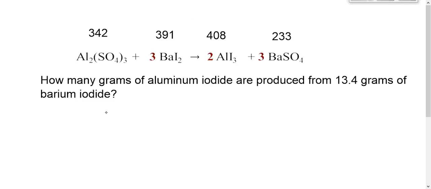Next. How many grams of aluminum iodide are produced from 13.4 grams of barium iodide? Well, this is a gram to gram, so I know it's going to be a 3-stepper. I notice what I did is I put all the molar masses for each of the compounds on top here to save time. So I'm going to do a 3-stepper, so I'm going to start here. I have to go all the way over here, put my equal sign, get my 3 blanks going.